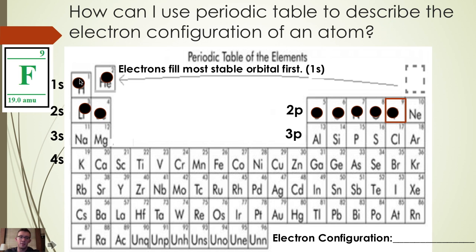Now, writing the electron configuration works the exact same way that it did in class. Since the first shell's S orbital has 2 electrons in it, we will write it as the first shell's S orbital having 2 electrons. Since the second shell's S orbital has 2 electrons in it, we would write it as the second shell's S orbital having 2 electrons. And then last, since the second shell's P orbitals have 5 electrons in them, we would write this as the second shell's P orbitals having 5 electrons.